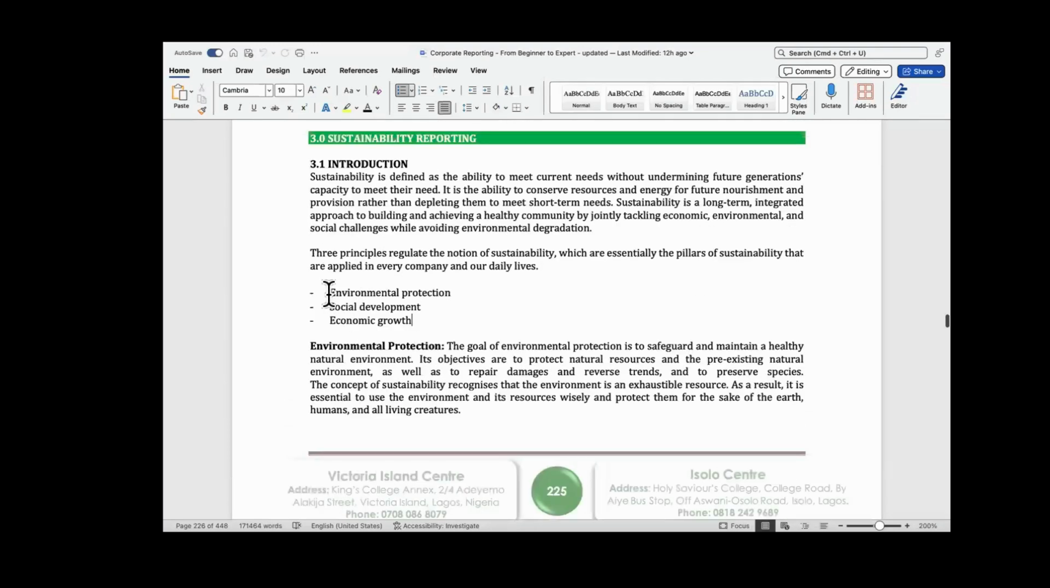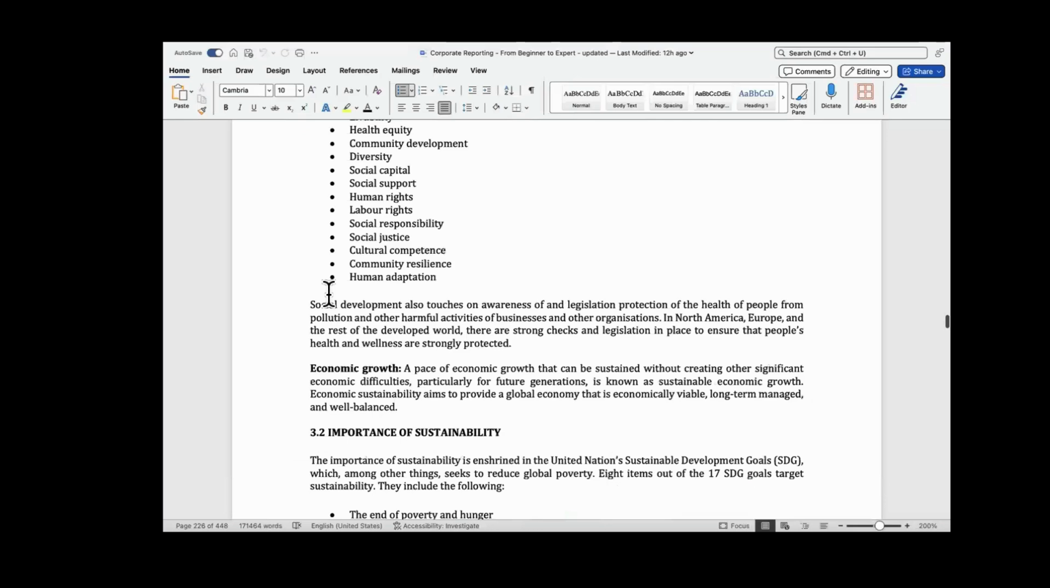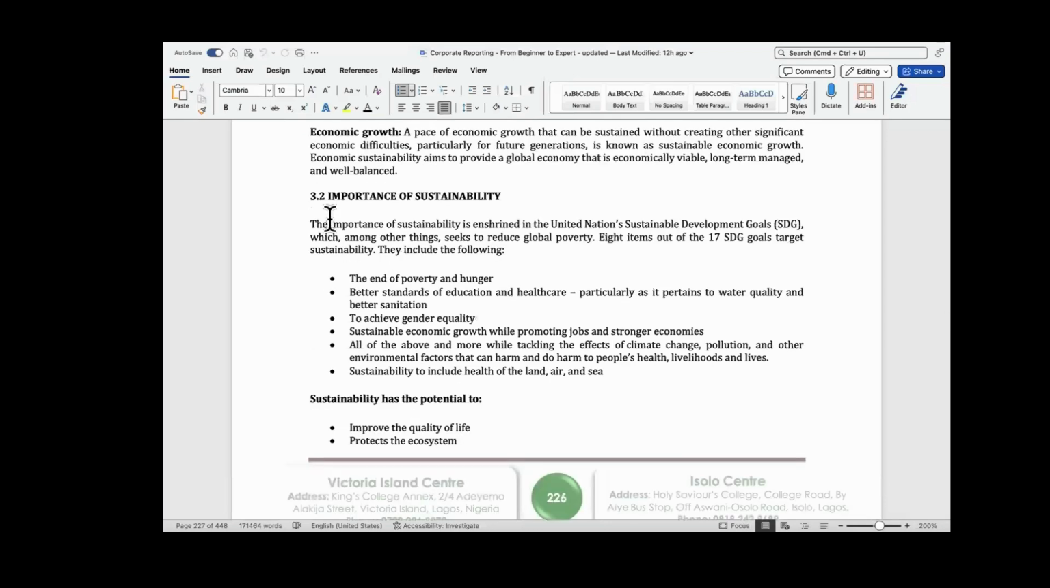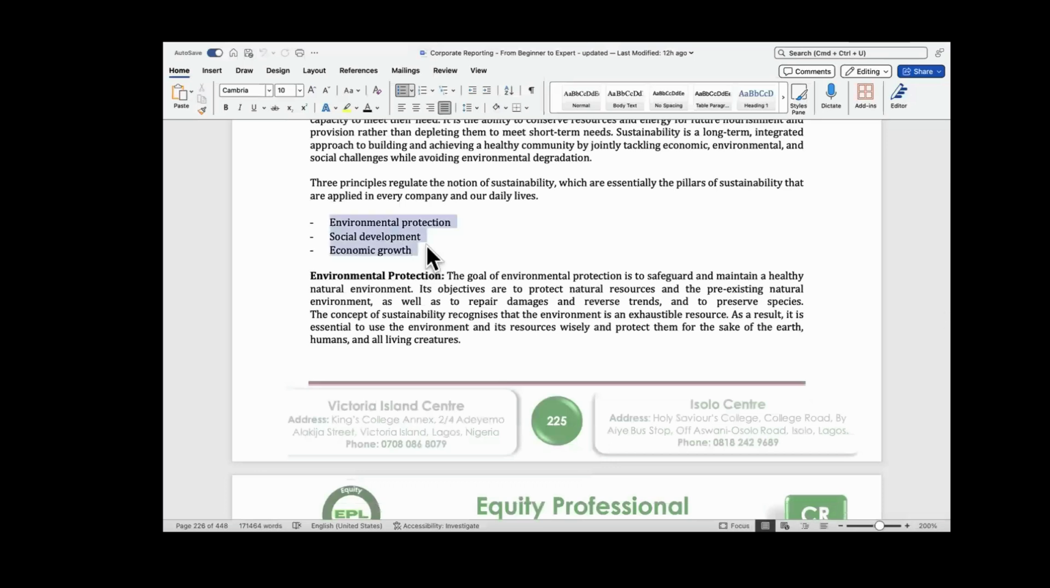Now, one thing that is very important is that with these three, you can easily explain what sustainability is in the exam.